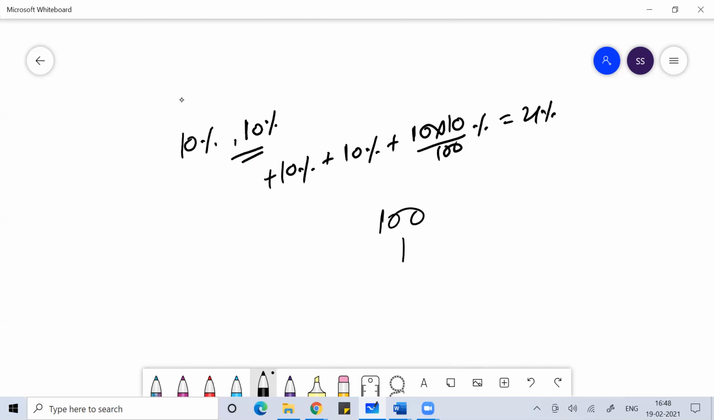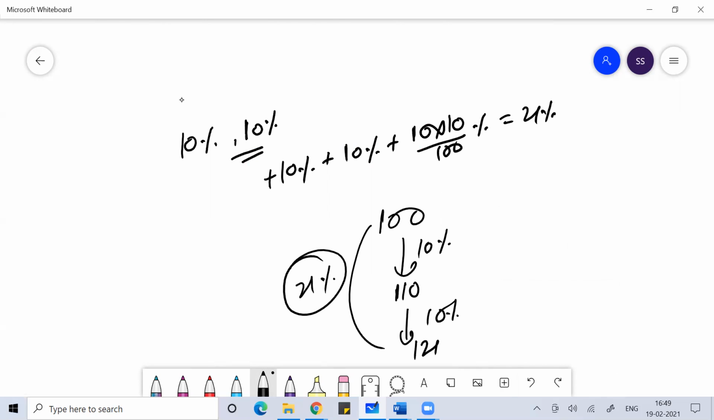Or you take 100, increase it by 10%, it becomes 110. Increase by 10% again, it becomes 121. So 21% change.